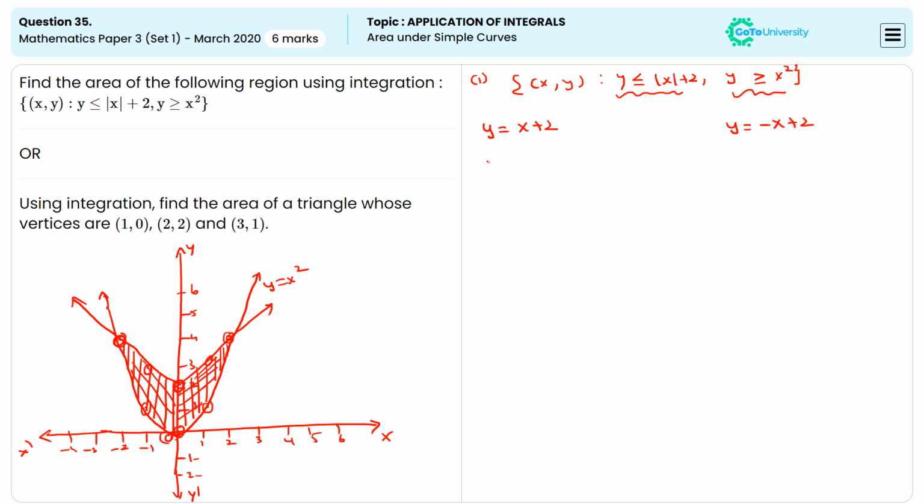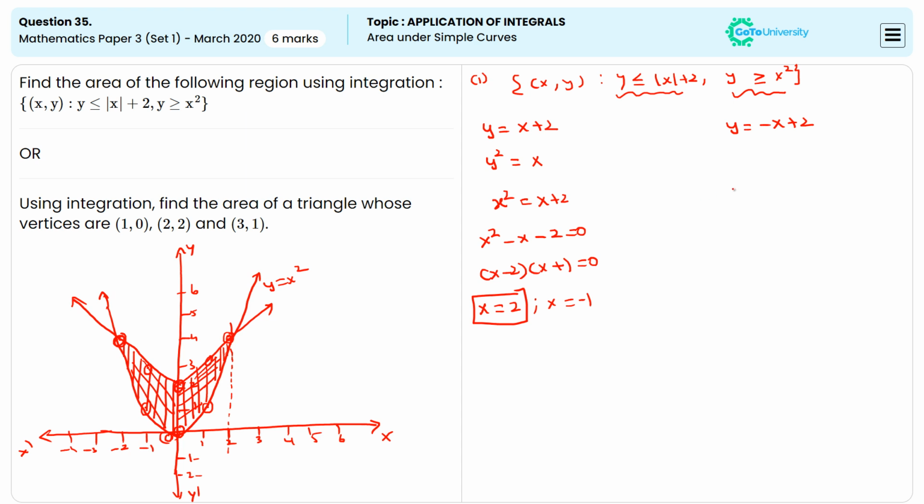For finding the intersection point, we equate y equal to x + 2 and y equal to x². If we equate those, we get x² equal to x + 2, and so x² minus x minus 2 equal to 0. If we factorize, we get (x minus 2)(x + 1) equal to 0. So the intersection points are x equal to 2 and x equal to minus 1.